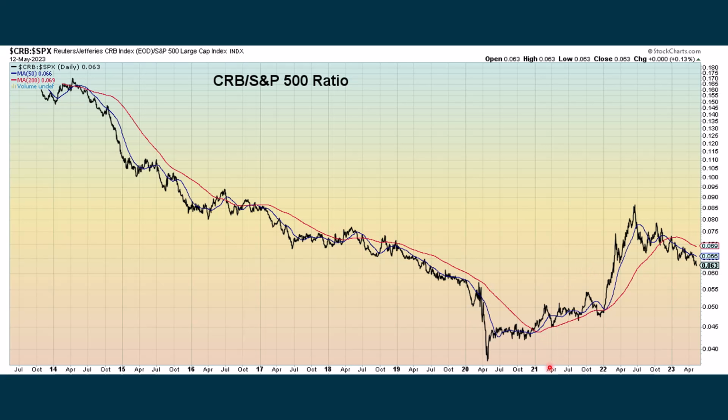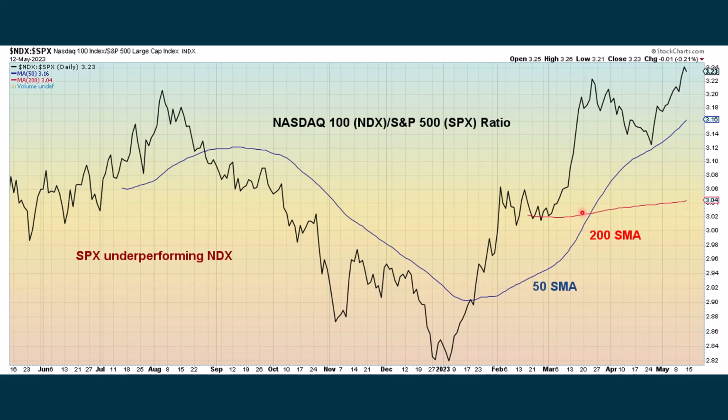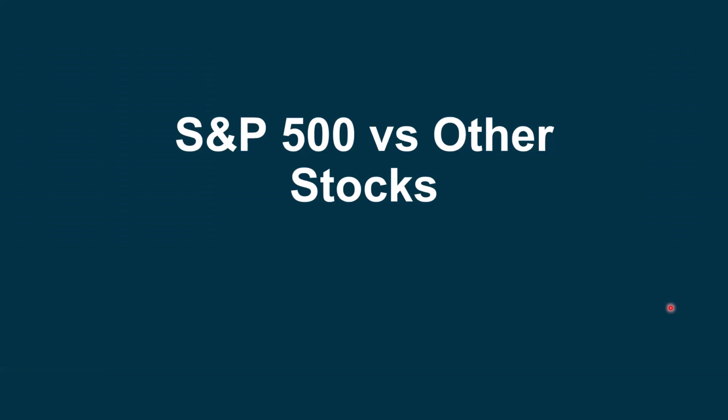Looking at some indexes, the CRB is underperforming the S&P 500. The S&P 500 is starting to outperform the S&P. The NASDAQ 100 is now outperforming the S&P 500, and we've had a recent golden cross. Small caps continue to underperform large caps.